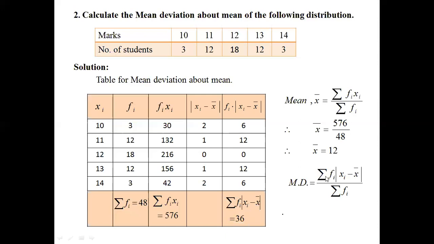Now substitute this value in this formula. The summation of fi into mod of xi minus x bar is equal to 36, and summation of fi is 48. So 36 upon 48, which is equal to 0.75. It is the mean deviation for the given distribution. That is the last answer.